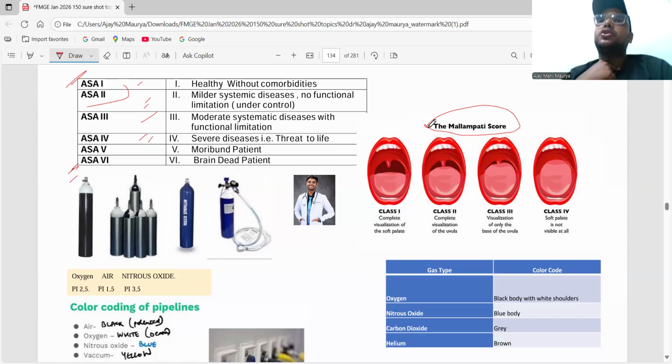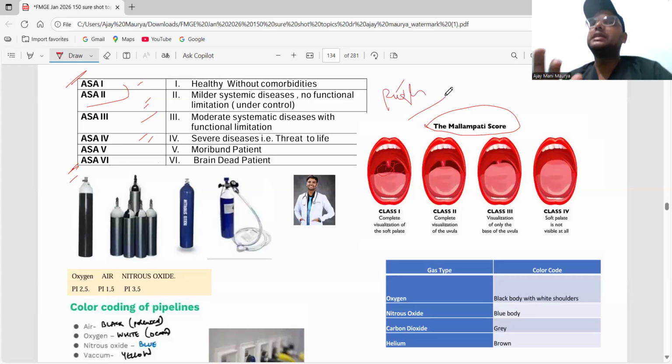First of all, you have to tell the patient to open the mouth and put out the tongue. You can remember the mnemonic, PUSH. P for pillars, see the pillars, which means the tonsils here. Next, see the uvula here, and then the hard and soft palate here.